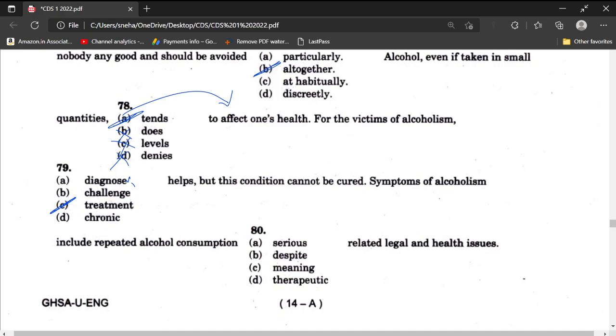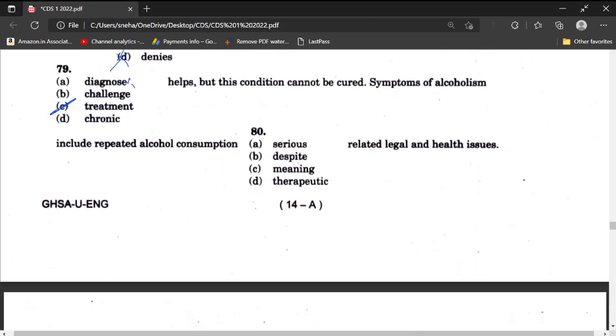Symptoms of alcoholism include repeated alcohol consumption dash related legal and health issues. Serious, despite. Symptoms of alcoholism include repeated alcohol consumption despite related legal and health issues. Can we go with despite here? Meaning cannot be used. Therapeutic, curable, serious or despite. Serious related cannot be used. Despite related legal and health issues can be used.